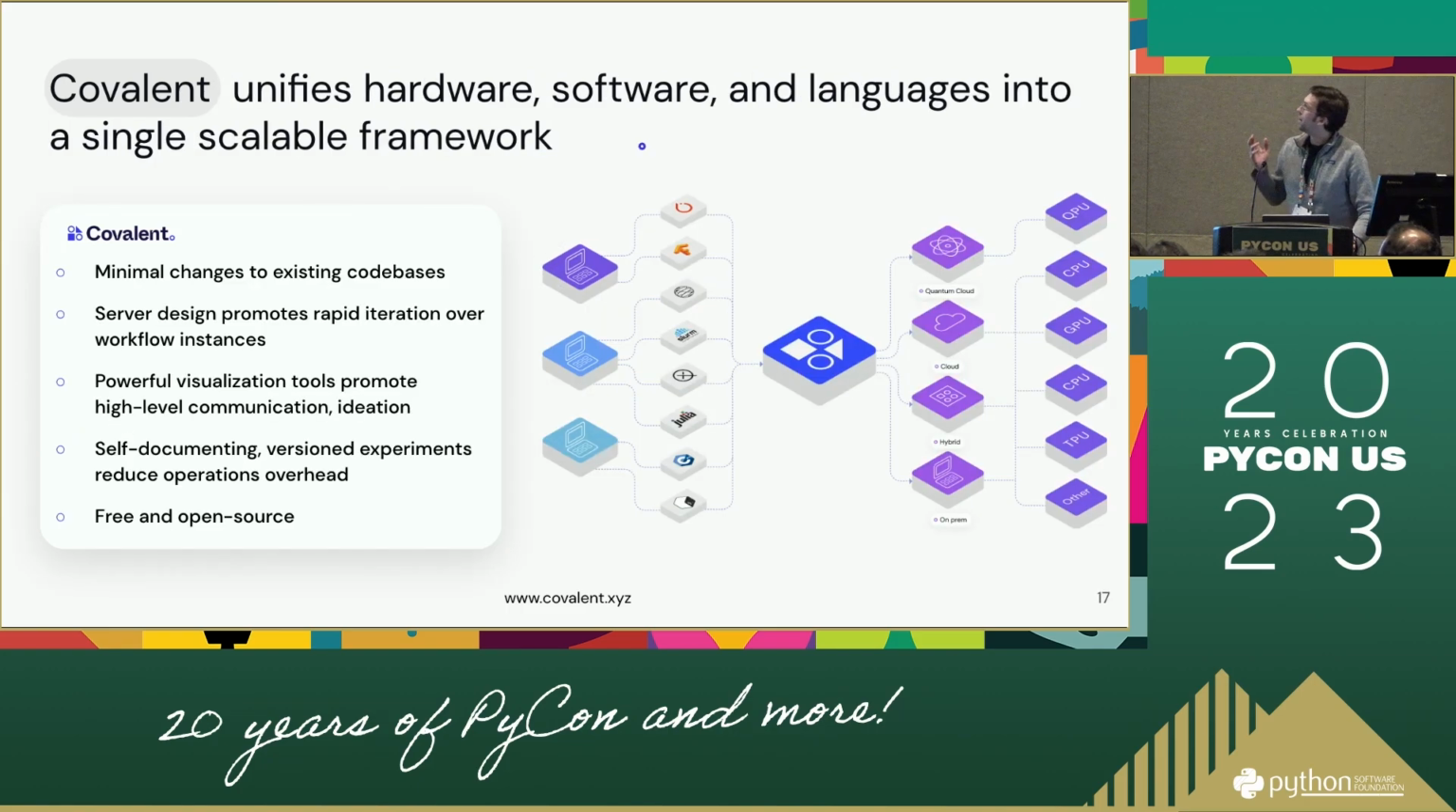So Covalent is designed to unify this into a single scalable framework. We really emphasize minimal code changes to existing code bases, and I'll show you an example of this in a notebook in just a few minutes. The server design that we've created promotes rapid iteration over the workflow instances. What this means, compared to other workflow tools that you might be familiar with, is that we treat the workflow invocation as the first-class citizen as opposed to the workflow itself.